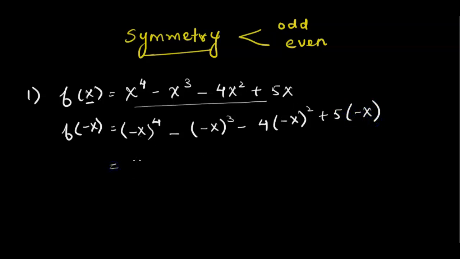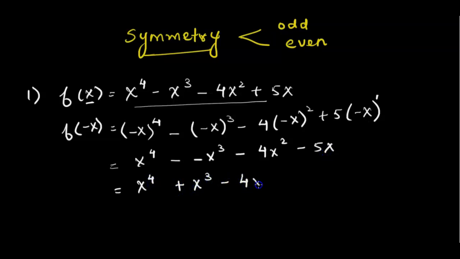Now (-x)^4 is nothing but x^4 because it's an even power. (-x)^3 is nothing but negative x cubed. Negative 4, because now again it's an even power, so it becomes x squared. Here, negative x to no power means it's power 1, so it will be negative 5x. This gives us x^4 + x^3 - 4x^2 - 5x.